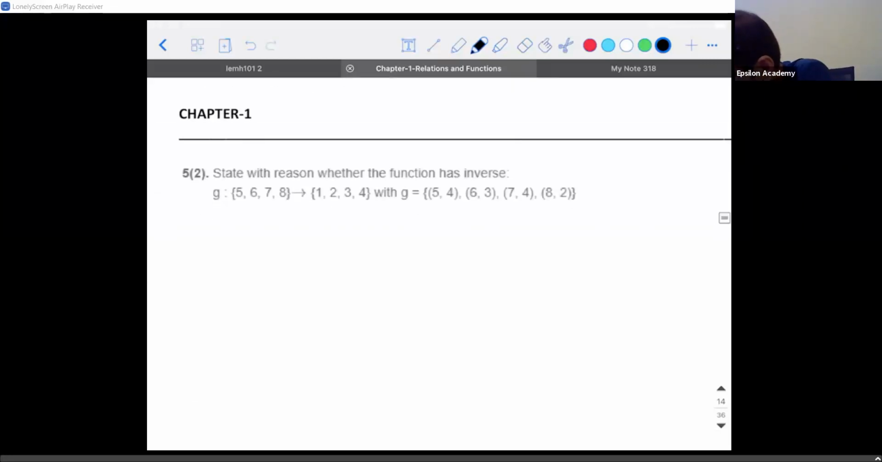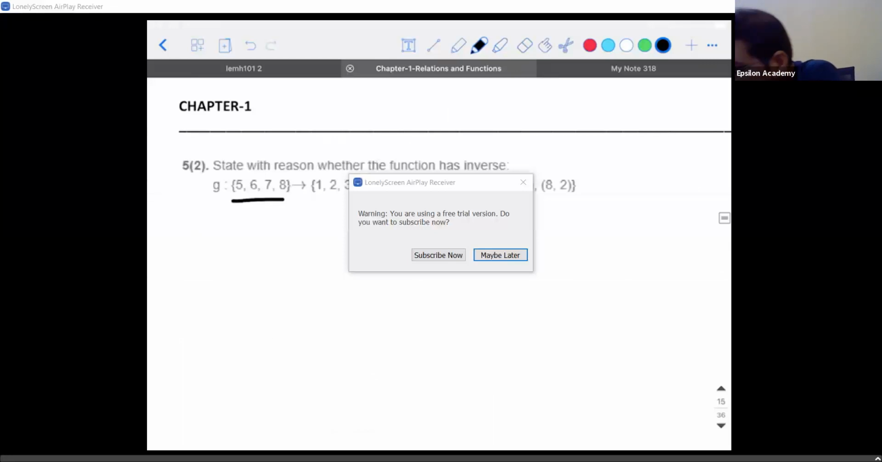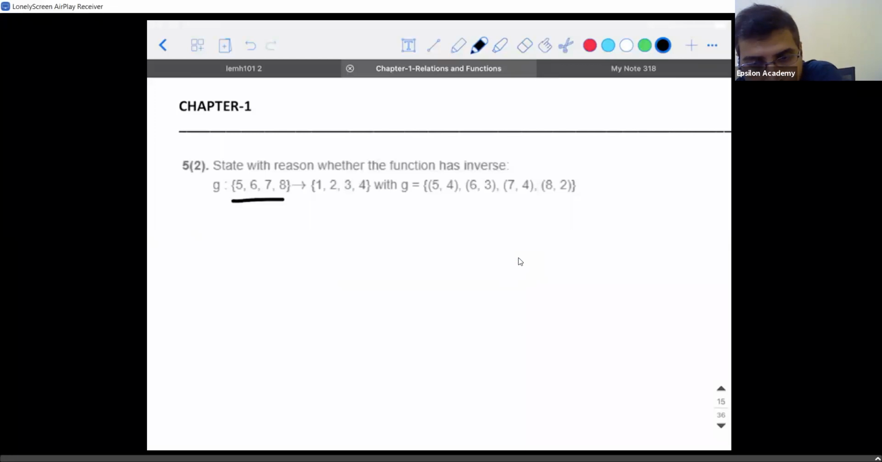Similarly, whether this has an inverse: 5 comma 6, 6 comma 3, 7 comma 4, 8 comma 2. Answer. It's a many to one function. No.